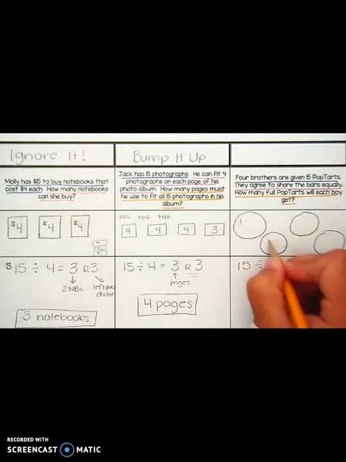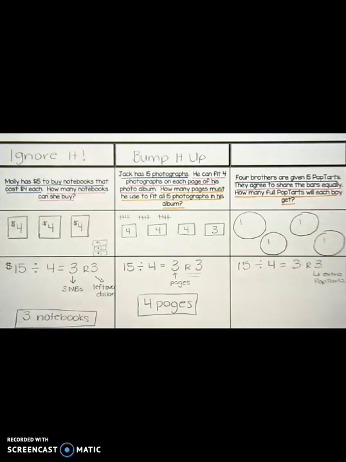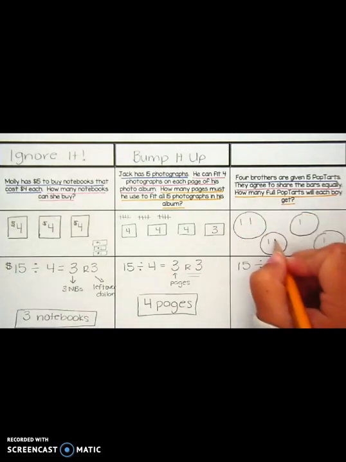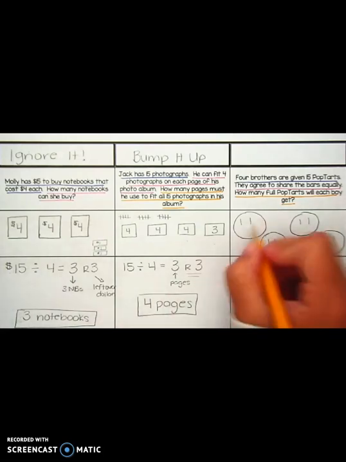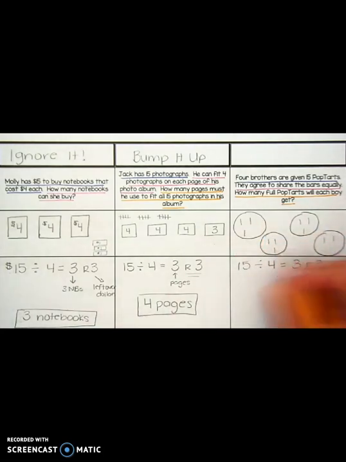So 1, 2, 3, 4. They each get 1 Pop-Tart. 1, 2, 3, 4. They each have 2 full Pop-Tarts. So far I've used 8. 1, 2, 3, 4. They each get another full Pop-Tart. So far I have used 12. But now I have 3 Pop-Tarts left.